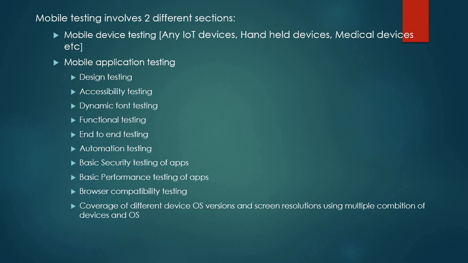And apart from that, we also have all the other testing techniques which we follow for mobile application testing. One is functional testing, end-to-end testing, automation testing, basic security testing, basic performance testing, browser compatibility if it is a mobile web application, and we also consider the coverage on different devices, different OS, different screen resolutions. All these things are called device metrics.